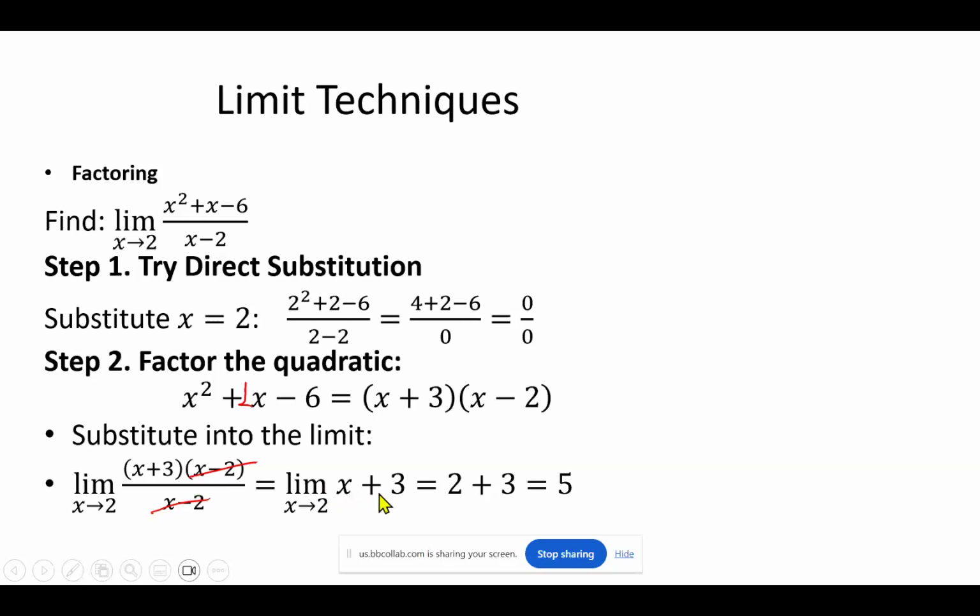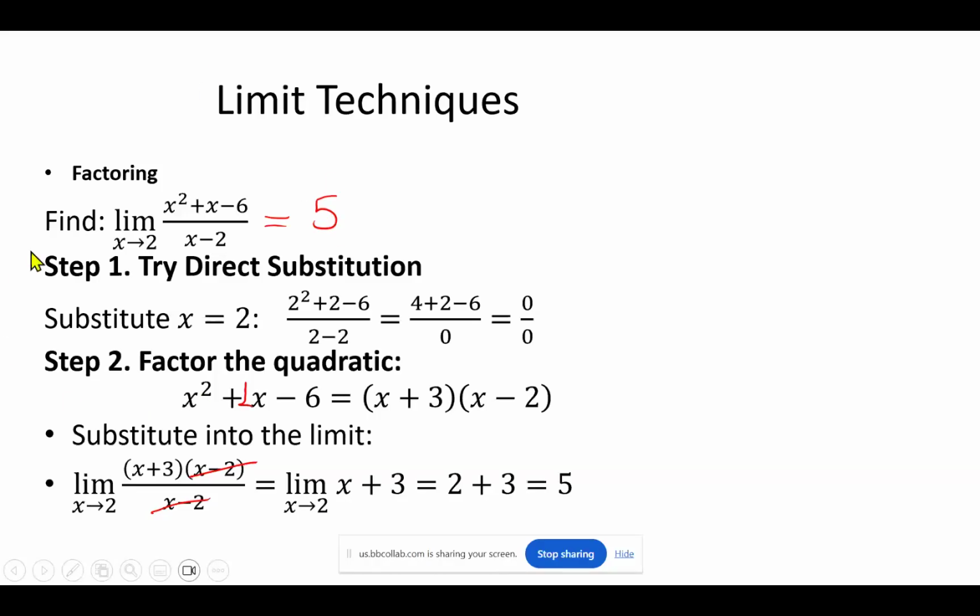there is no longer a fraction, so my limit is simply the limit of x plus 3 when x approaches 2. And here I can do substitution. I plug in the 2 and I get a 5. So the whole limit is actually 5. I don't think I put a conclusion, so I'll put it here. So my final answer is 5.